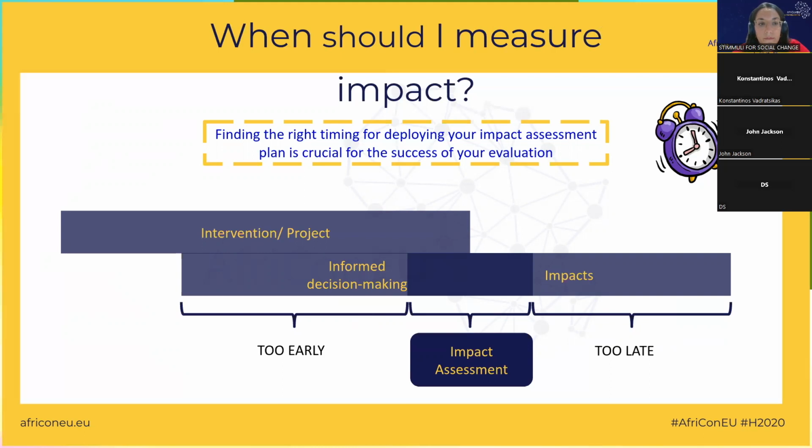So consult with the project stakeholders to determine when the intervention's impact is expected to materialize, when they will need to have impact assessment findings in order to make relevant decisions, and make sure that you time your impact assessment activities accordingly.